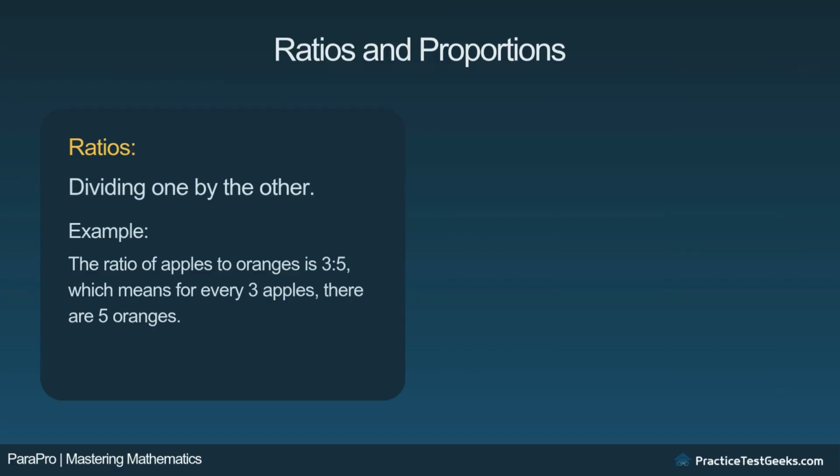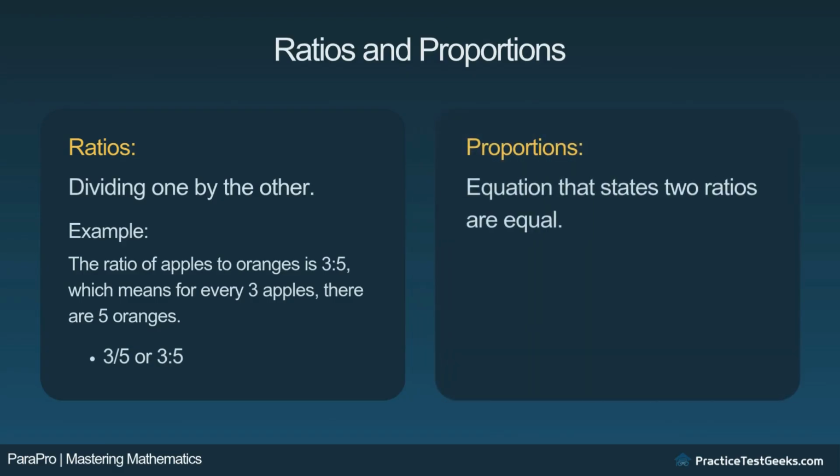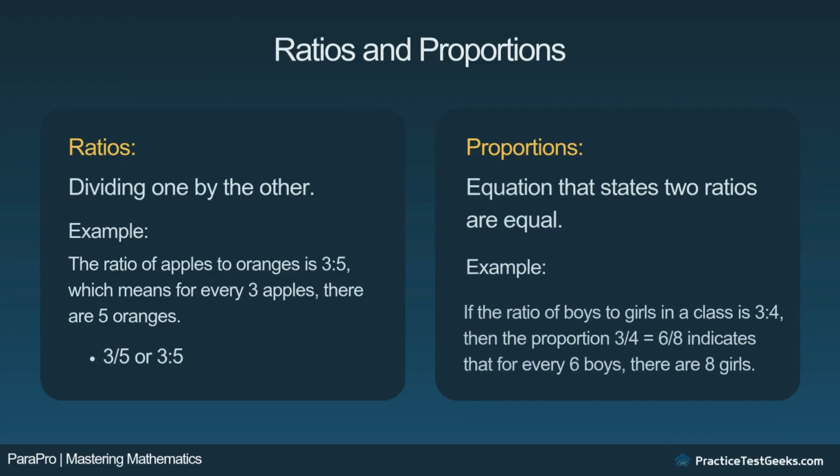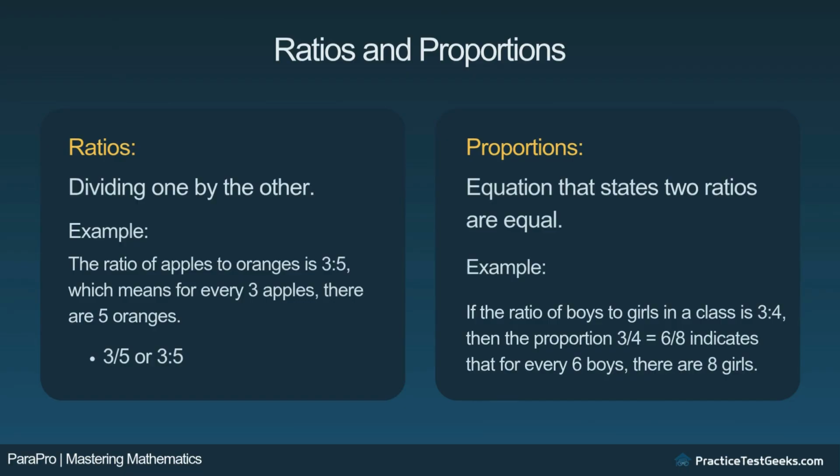Reading ratios. Ratios can be written as fractions or with a colon. Proportions. A proportion is an equation that states two ratios are equal. Example: if the ratio of boys to girls in a class is 3:4, then the proportion 3/4 equals 6/8 indicates that for every 6 boys, there are 8 girls.